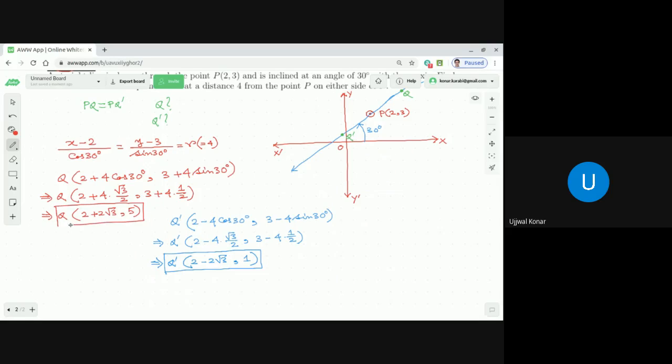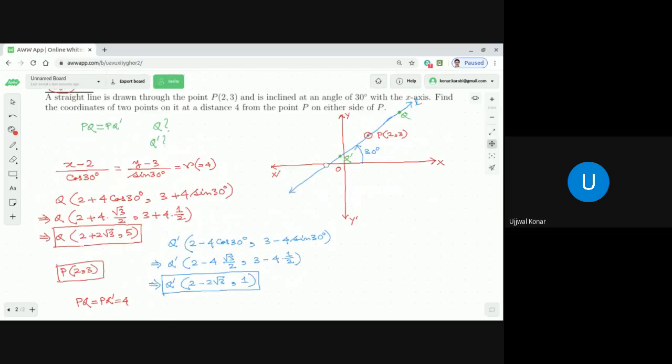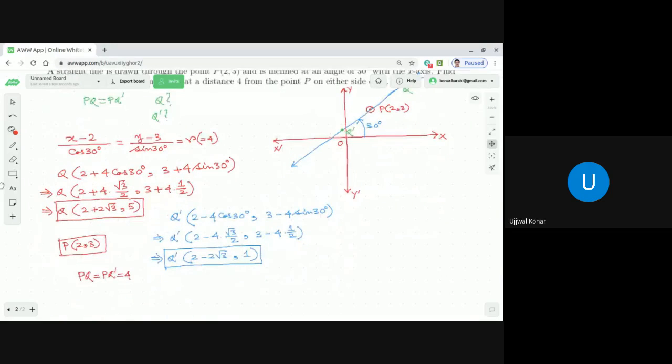Both are at a distance of 4 units from the point P, whose coordinate is 2 comma 3. Correct? So the distance between P, Q and the distance between P, Q dash are the same. Got it? So what we get is that PQ is equal to PQ dash, and that is equal to 4 units. So this is the first question we have done, dear students. I hope it is absolutely clear. Any doubt, at any smallest doubt, at any point of time, please never hesitate to let me know.